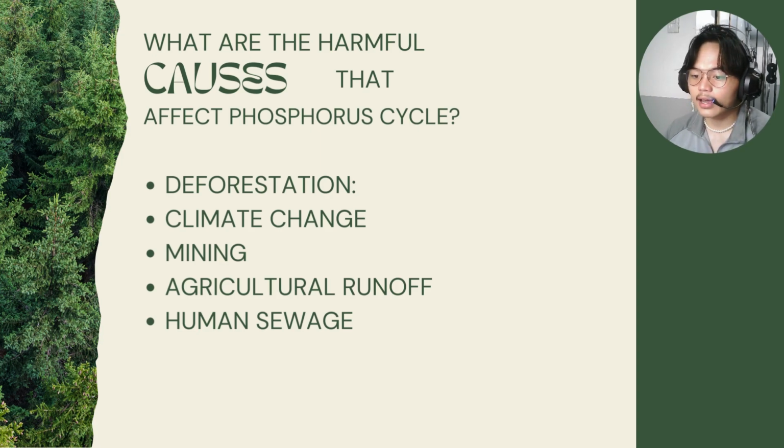Human sewage contains high levels of phosphorus, which can be discharged into waterways and contribute to eutrophication. Overall, human activities such as deforestation, agriculture, mining, and sewage disposal can harm the phosphorus cycle, leading to water pollution and eutrophication. Therefore, it is crucial to manage these activities sustainably and minimize their impact on the environment.